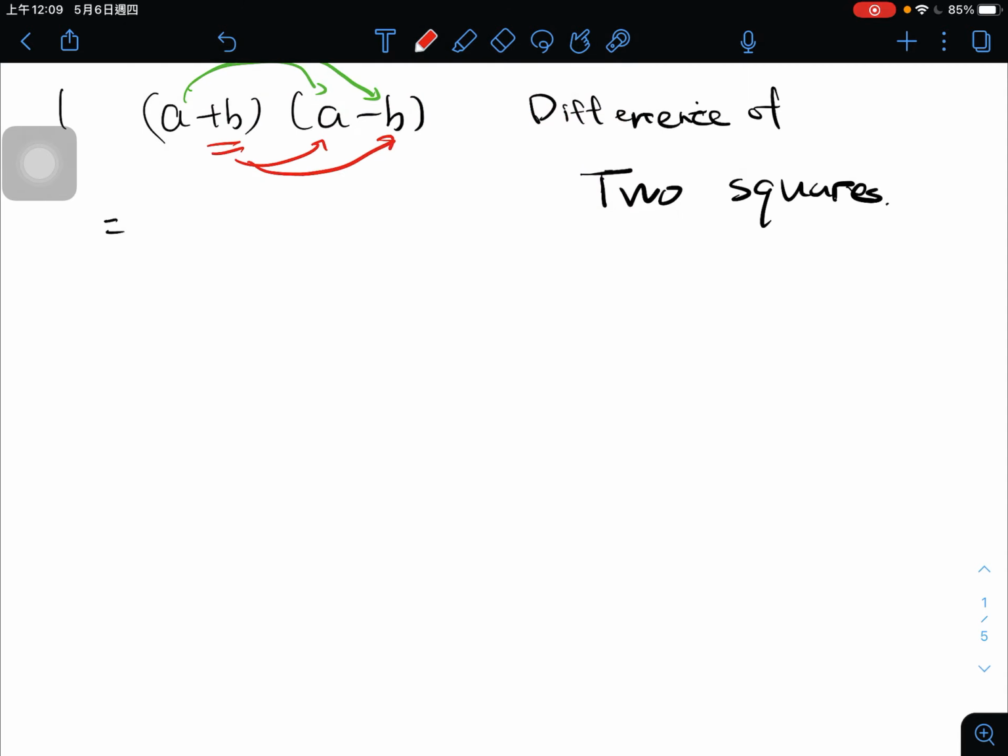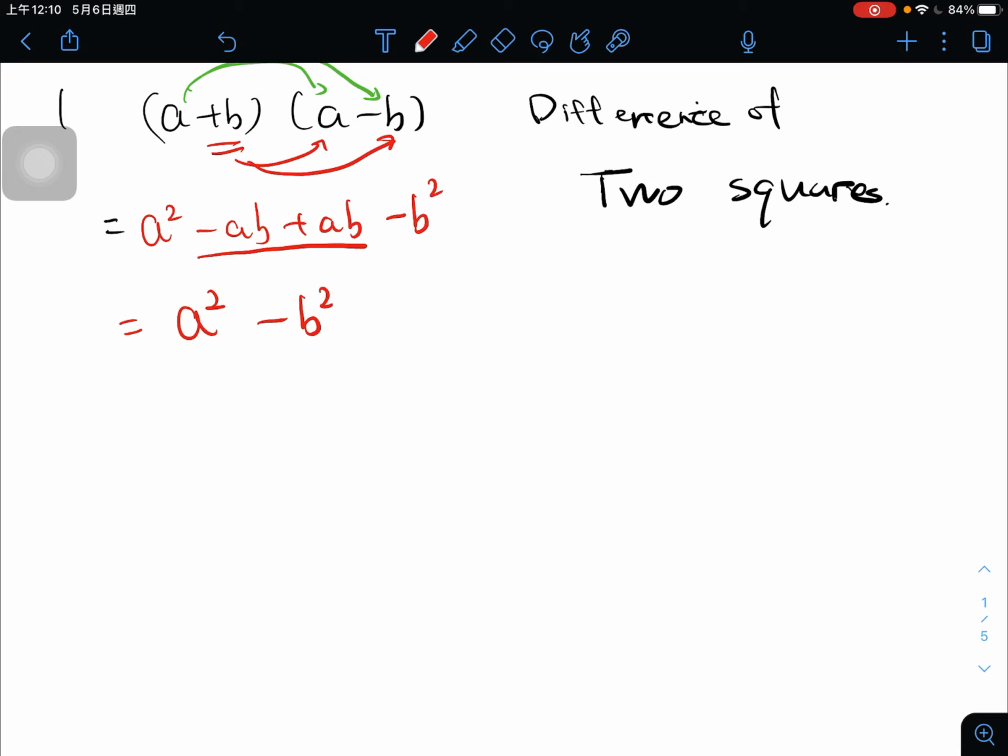Let me show you how to expand this bracket. So a times a is a squared, a times negative b is negative ab, and then b times a is positive ab, and b times negative b is negative b squared. Finally, you will get a squared minus b squared, because these two terms cancel each other. We get the difference of two squares.